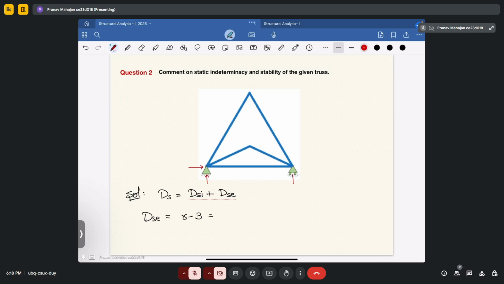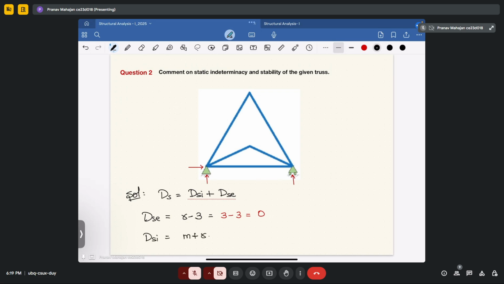You have a roller, so you will be having one reaction here. So your total r here is 3, minus the number of available equations, that are also 3. So your DSE will come out to be equal to 0. Now applying for internal indeterminacy.